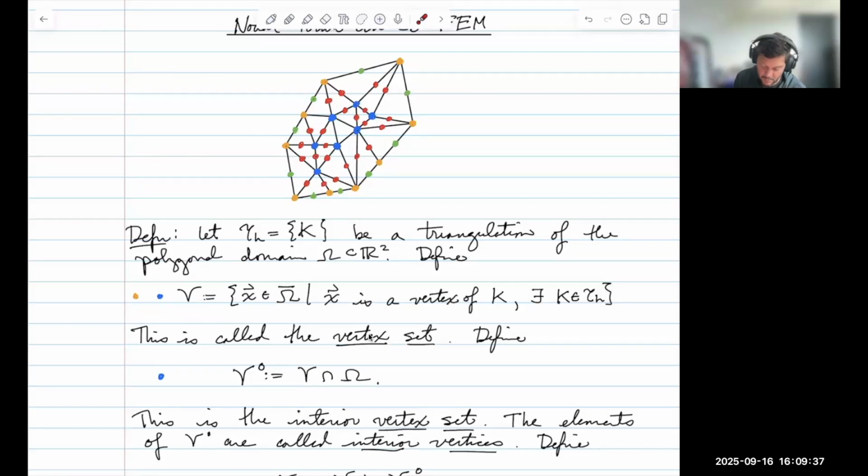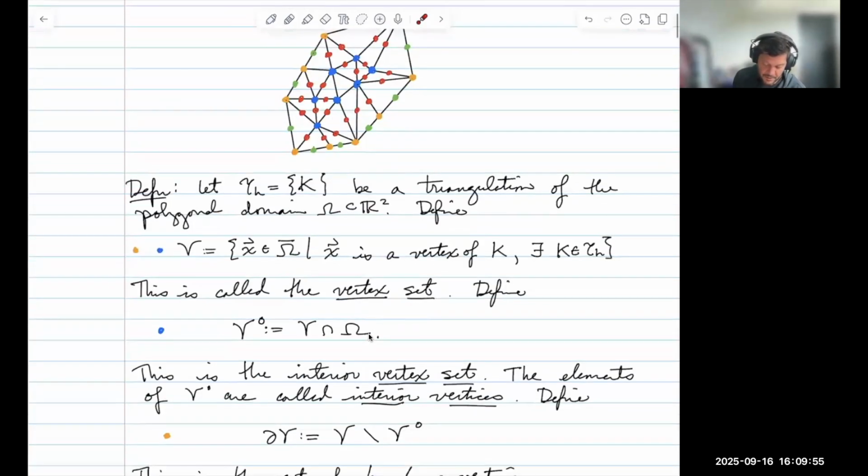Remember, omega is an open set. It does not contain the points on its boundary. So whenever we take the intersection of V with omega, it's going to drop these orange points. These are the so-called boundary vertex set or boundary vertices. So the interior vertices are just these blue points. 1, 2, 3, 4, 5, 6, 7 of them. Those are the points. And actually, what's in there are actually the coordinates of those points. So this is the interior vertex set.